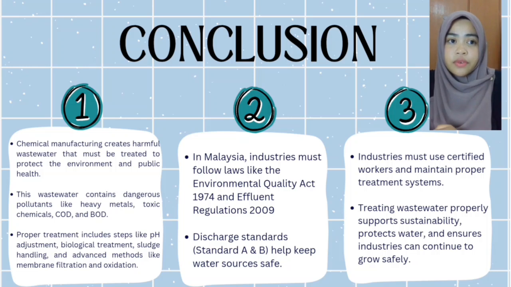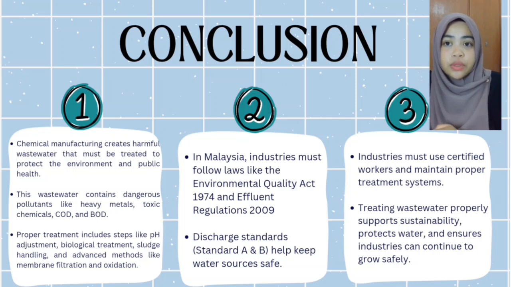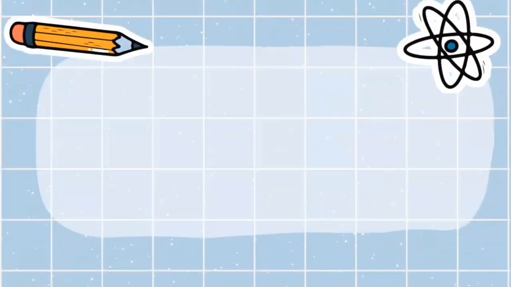Second, industry must follow laws like the EQA and DOE regulations. Discharge standards like Standard A and Standard B help keep water sources safe. The last one is industry must use certified workers and maintain proper treatment systems. Treating wastewater properly supports sustainability, protects water, and ensures industry can continue to grow safely.